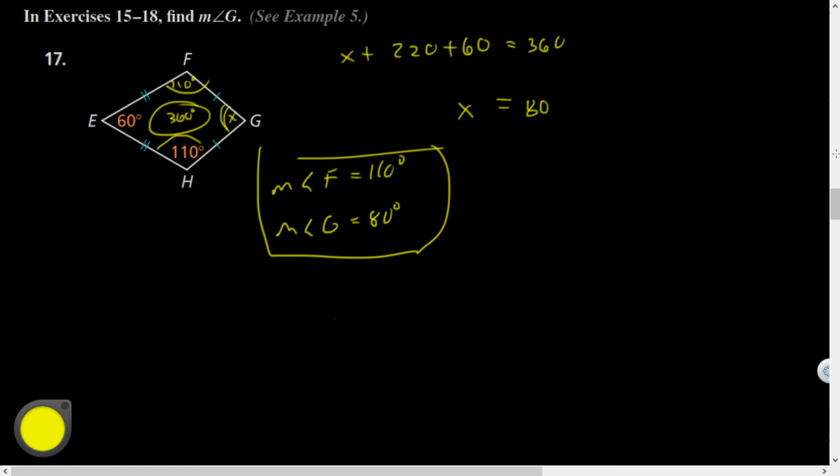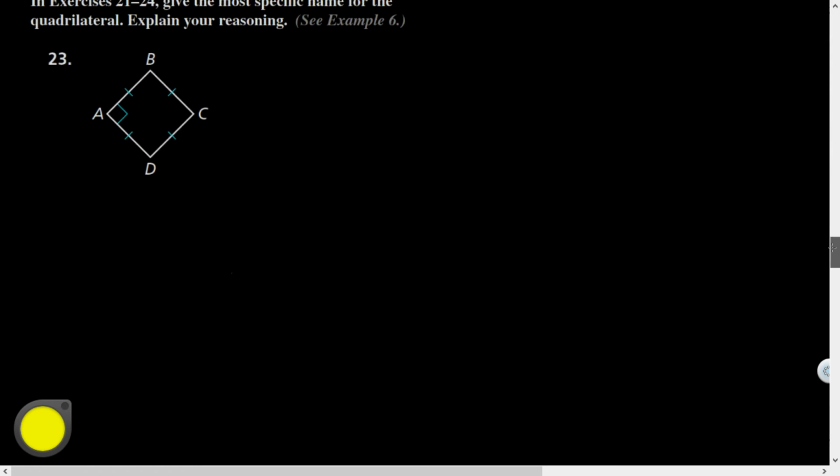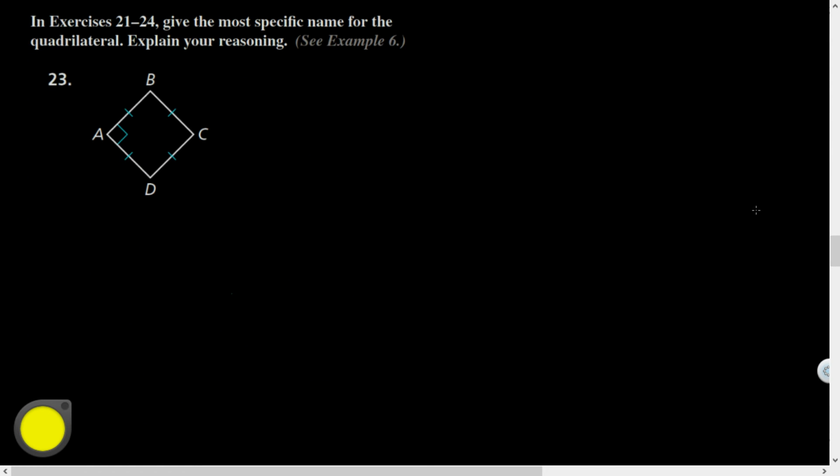Kites. Hooray for kites. And let's see, 23. Give the most specific name for the quadrilateral. What are your guys' thoughts? This is definitely in the quad family. It's a rhombus by definition because it's got four sides congruent. Is it a square is what I'm wondering.